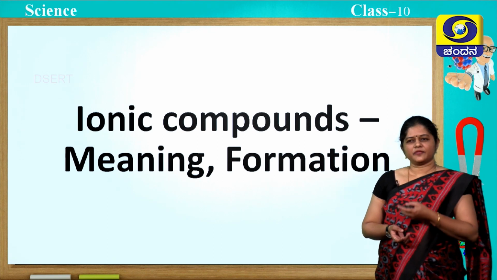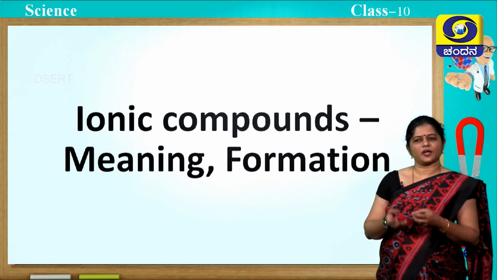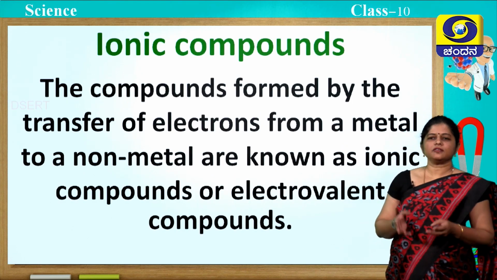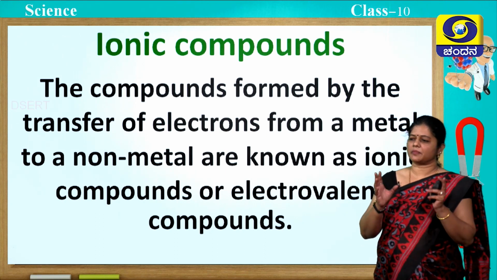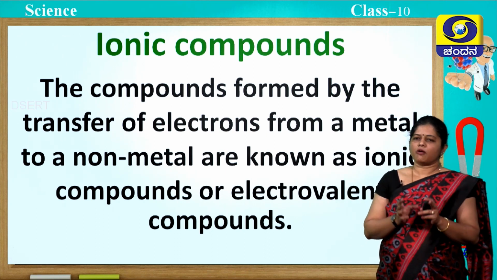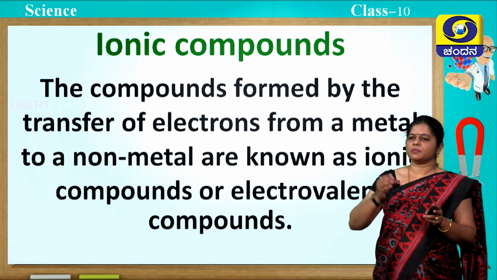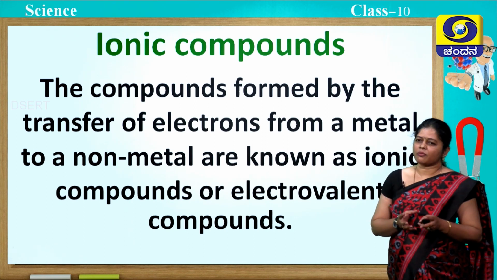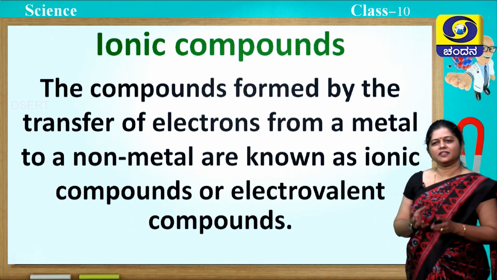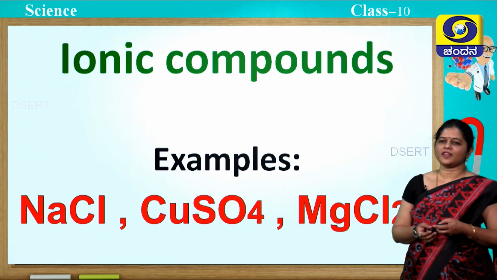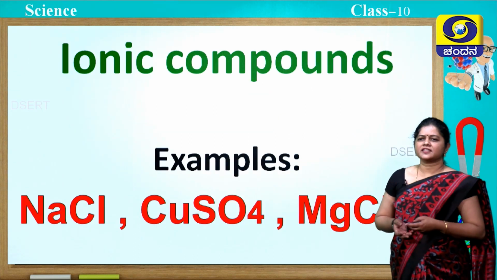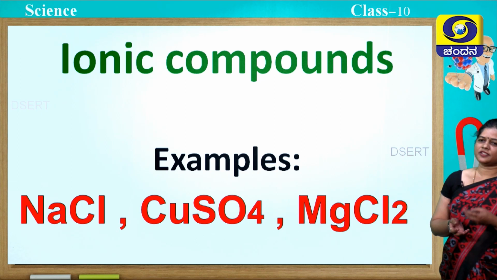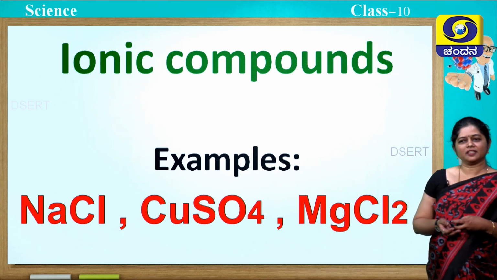Now we will start with the meaning and formation of ionic compounds. You know what ionic compounds are? These are the compounds formed by the transfer of electrons from a metal to a non-metal. When a compound is formed by the transfer of electrons from a metal to a non-metal, the compound that is formed is known as an ionic compound, or it is also known as an electrovalent compound. There are various examples of ionic compounds: sodium chloride, copper sulphate and magnesium chloride.